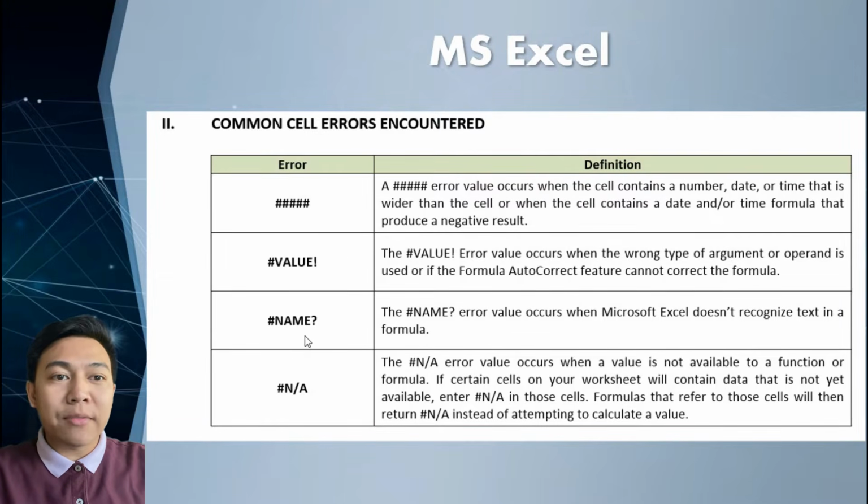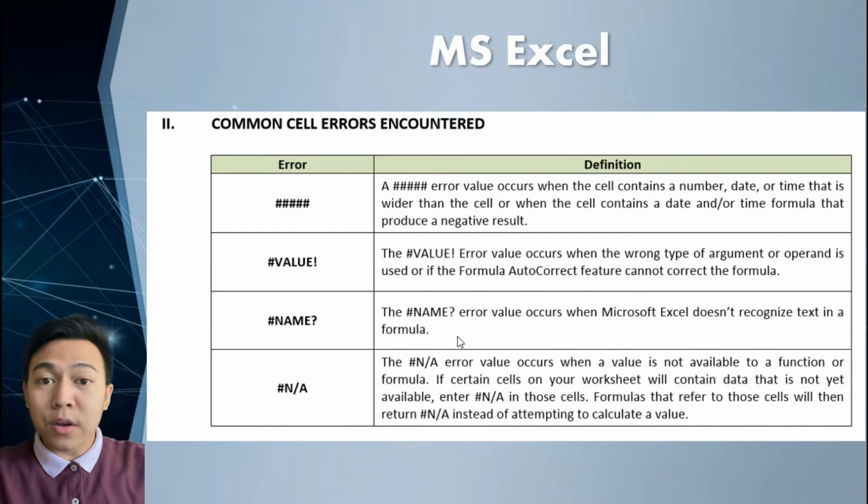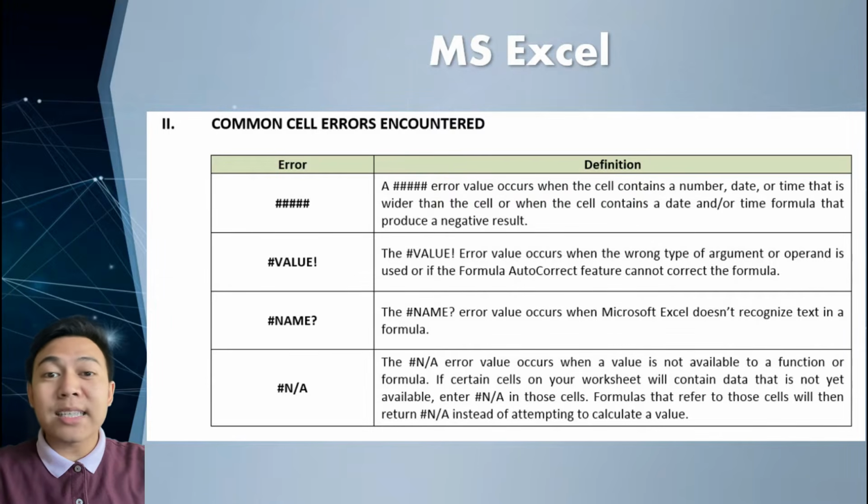Okay. Next, we also have the hashtag name error. This occurs when Microsoft Excel doesn't recognize the text in your formula. So basically, for example, you will be using a SUM function. You have the equal sign, SUM, and then the argument inside that particular function. Then you forgot to place the U or M in that SUM function. You will get a name error for that because we don't have a "SU" function or an "SM" function. So you can get a name error for this.